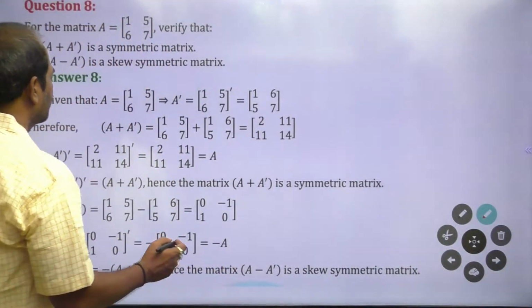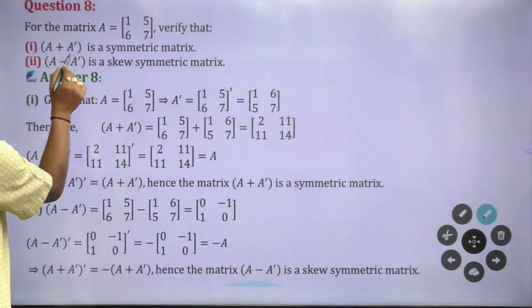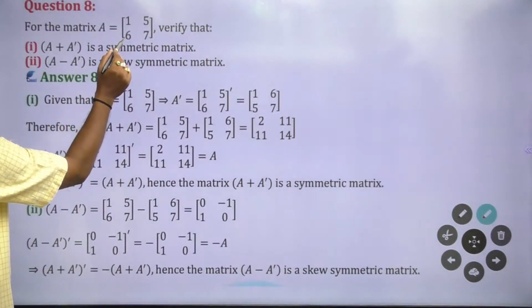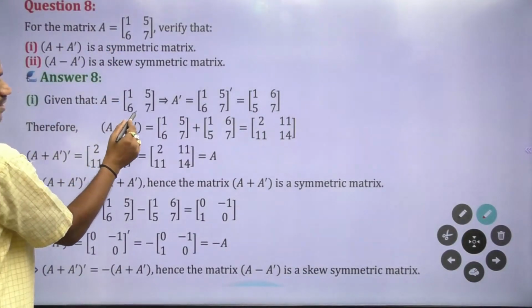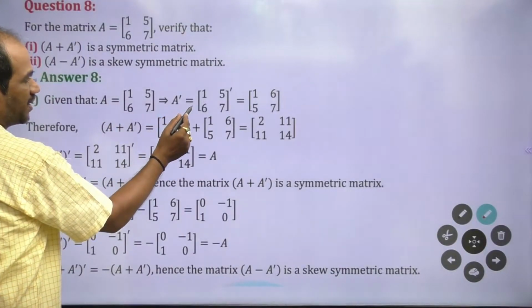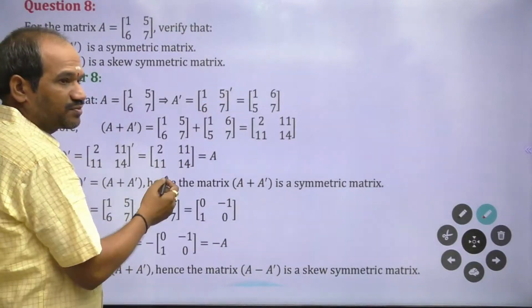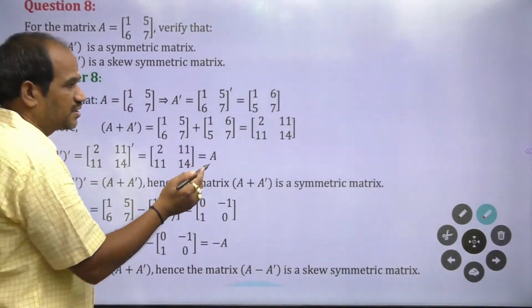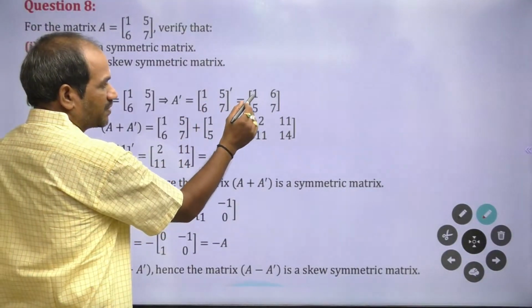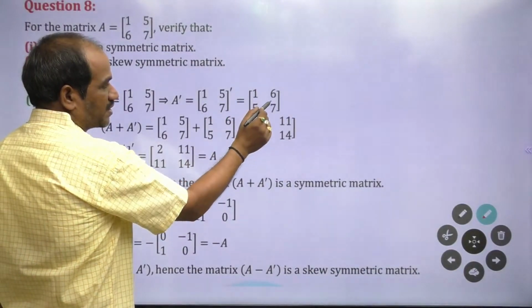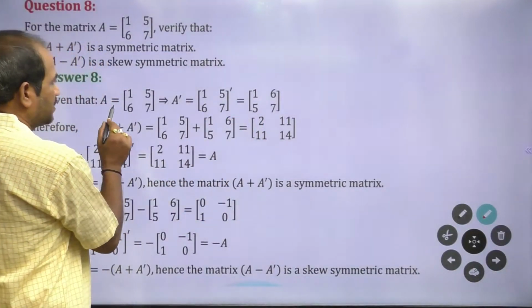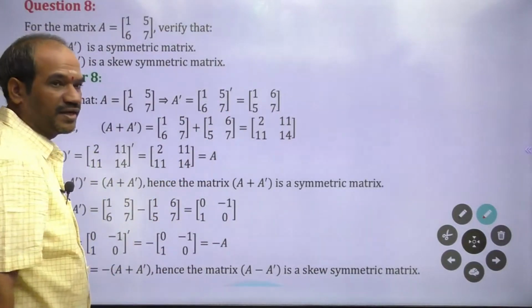First, here A plus A dash. Given matrix A is equal to this matrix. A dash is the transpose. A transpose means interchanging rows into columns. First row, write first column; next second row, write second column. This is A dash.